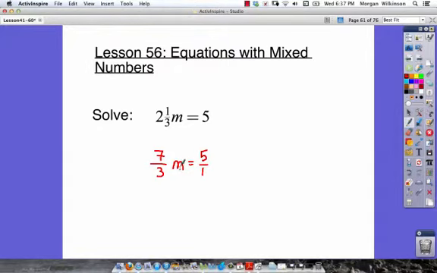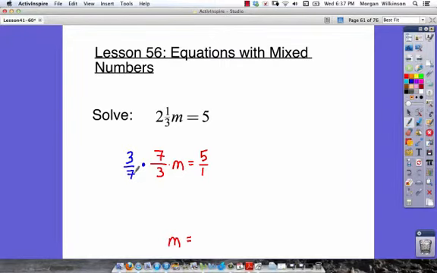Now if we want to get m by itself, we want to know what m is equal to in the end, so we can know what we multiplied 2 1/3 by to get to 5. We've got to get rid of this 7/3. Now remember, this is multiplication when a number touches a variable. So to undo multiplication of 7/3, we undo multiplication with the opposite of multiplication. Okay? We could divide, or we can multiply by the reciprocal. Let's multiply by the reciprocal.